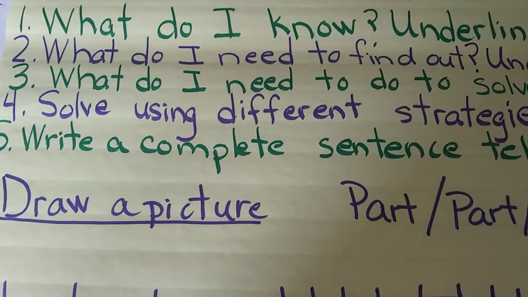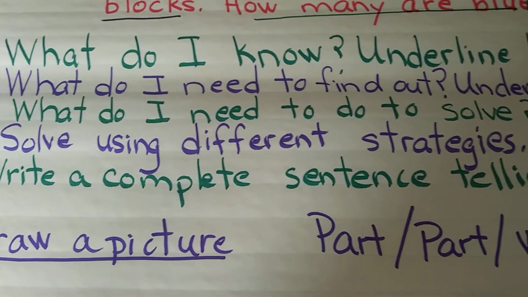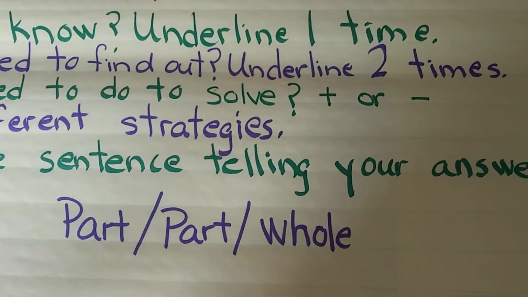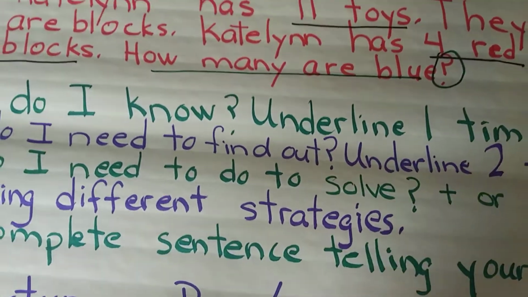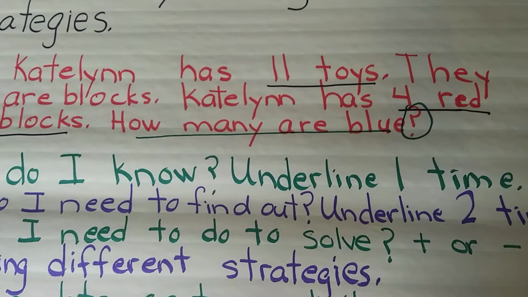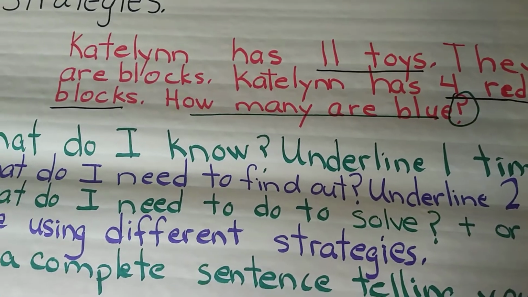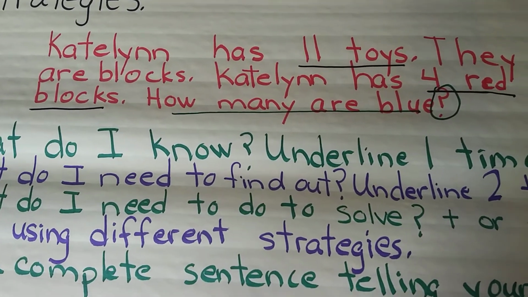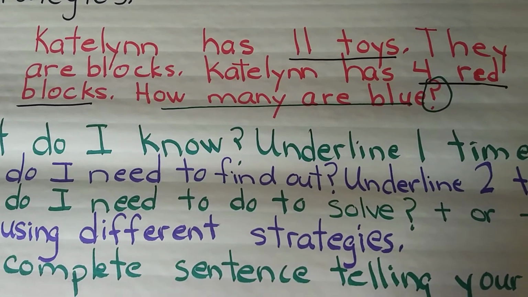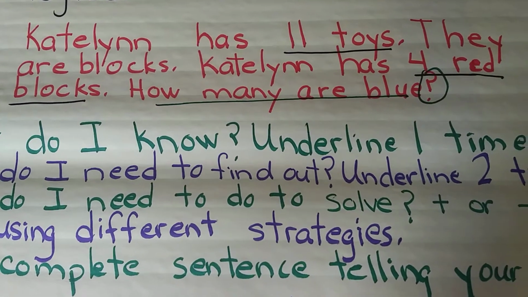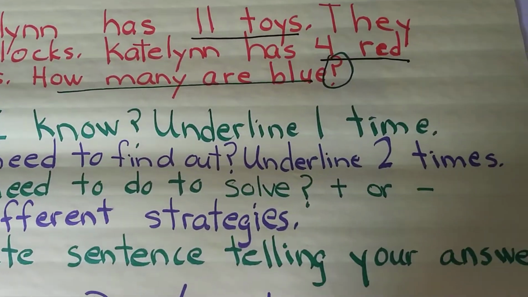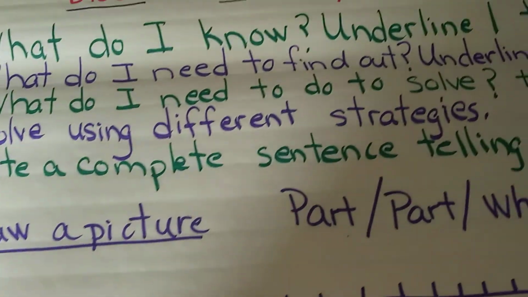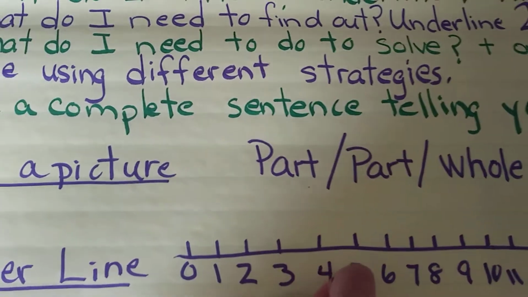Now, let's look at step number 3. What do I need to do to solve? Do I add or do I subtract? Well, I'm not really sure. I could add, but then I'd have more than 11 toys. Because if I have 11 and I add 4 more, I think that makes 15, but she only has 11. So I think I'm going to have to subtract. Okay, so we'll see. Now we're going to solve using different strategies.